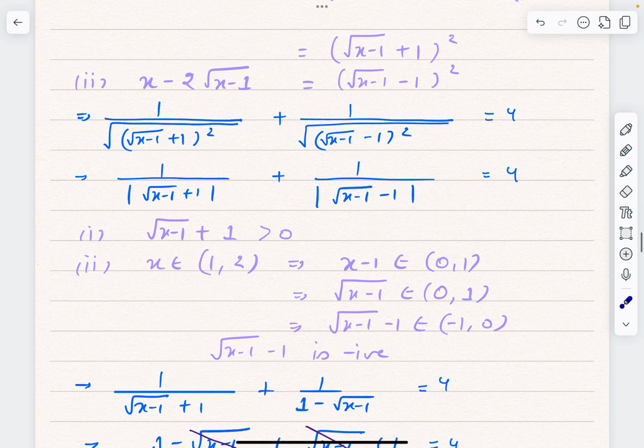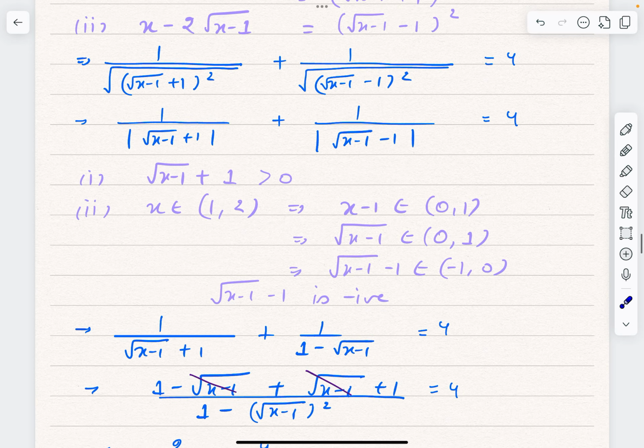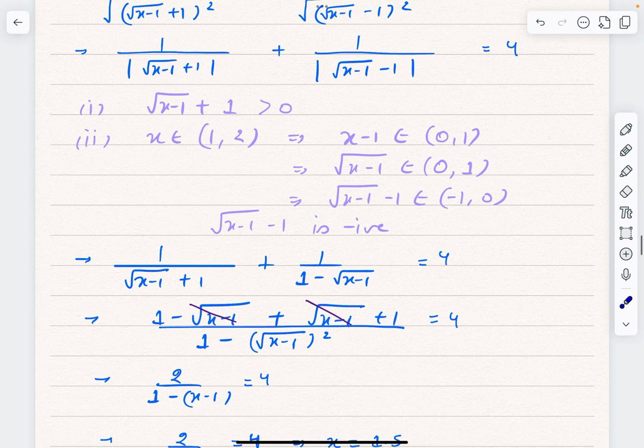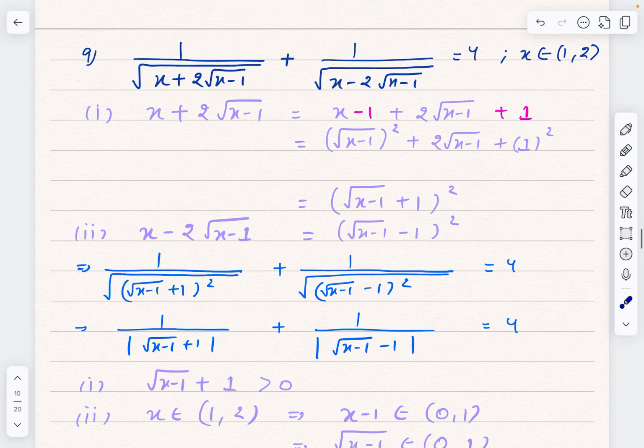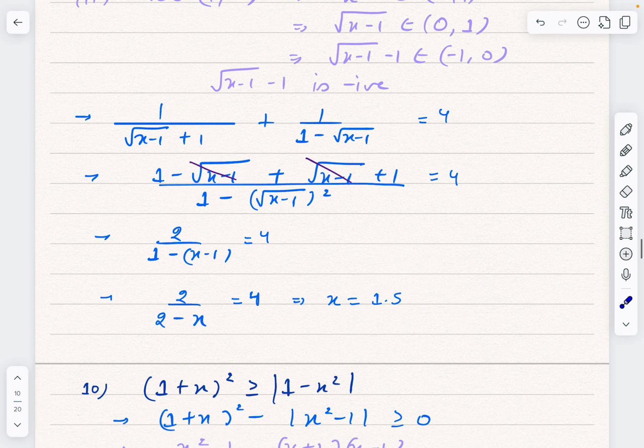So we get finally 1 by square root of x minus 1 plus 1 plus 1 by 1 minus square root of x minus 1 is equal to 4. So now just take LCM and simplify, you get the final answer to be 1.5. So this is a very good technique, guys, how we simplified these two things specifically. So do note this. It's a very good problem. Next one, guys.